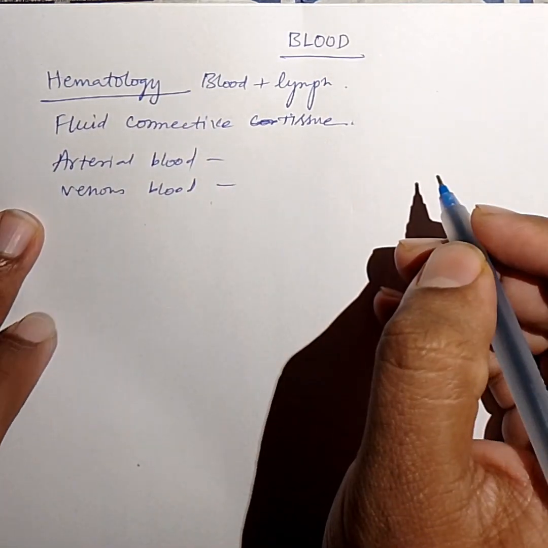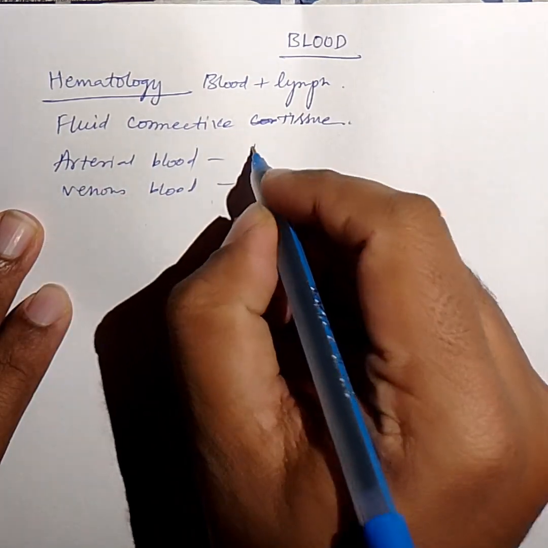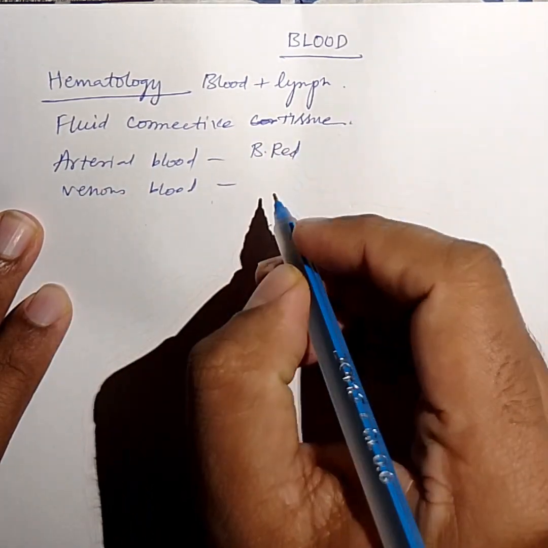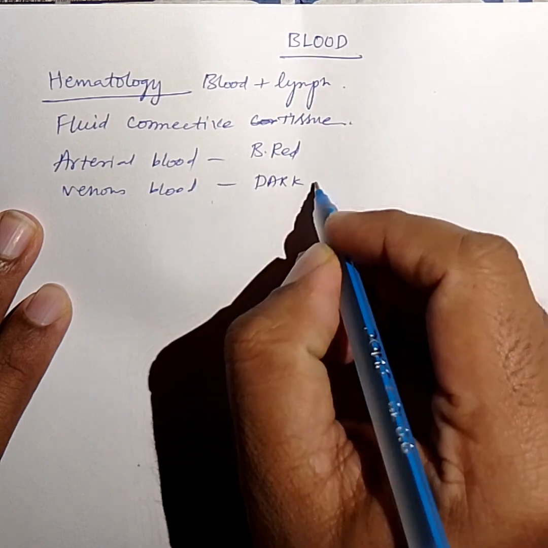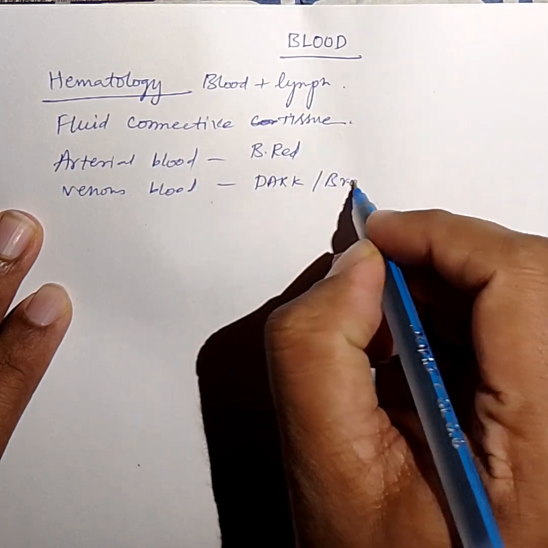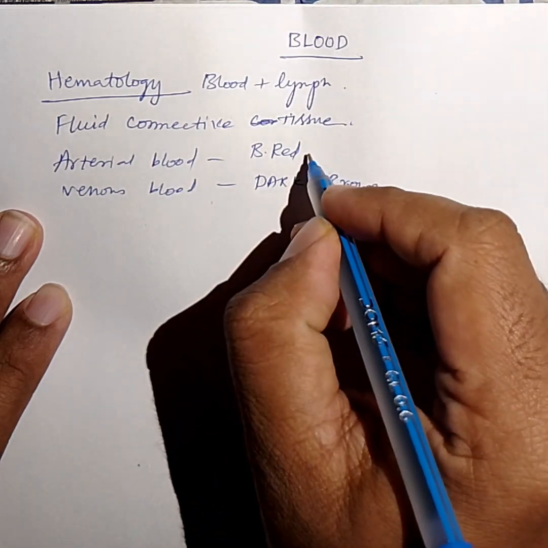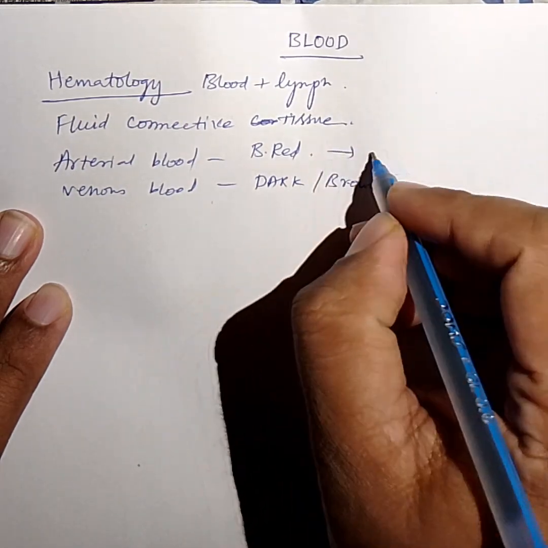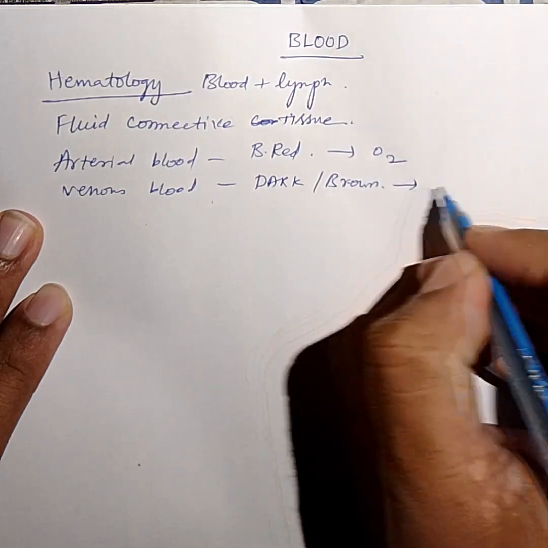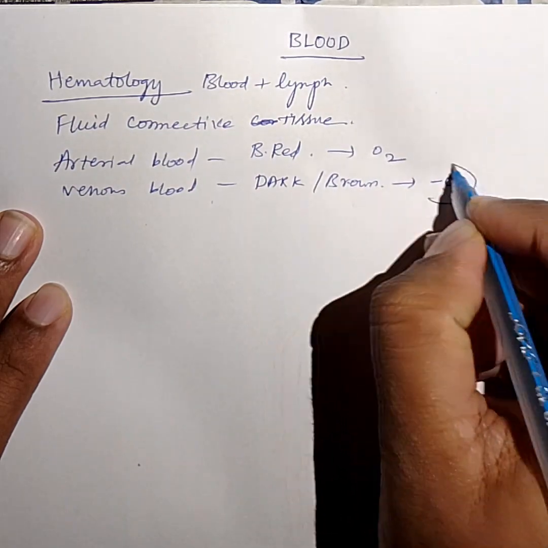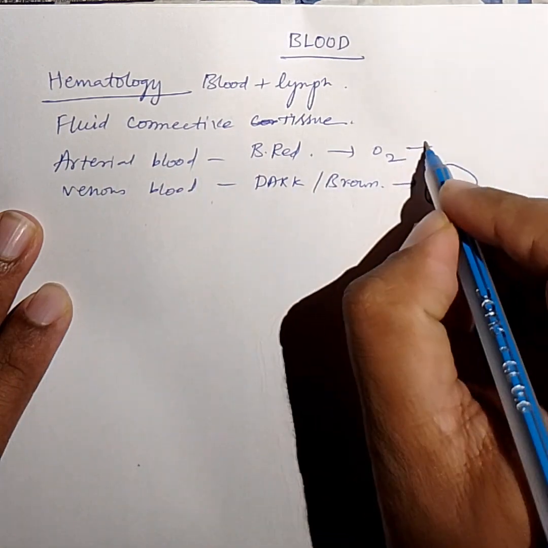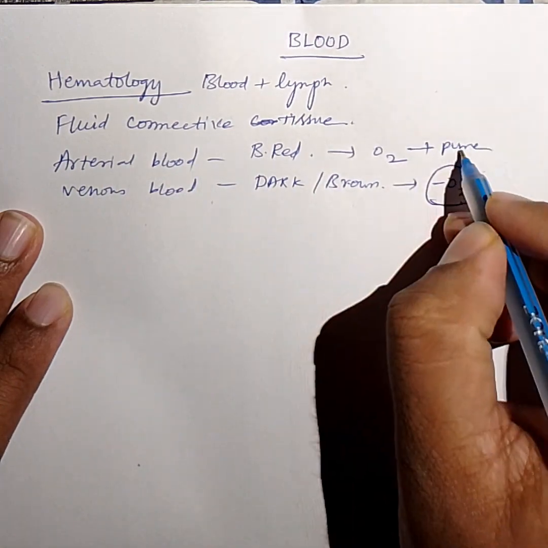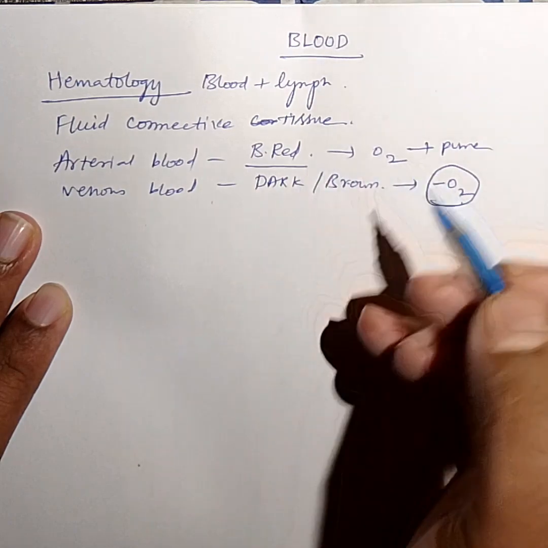Coming to the color of the blood, the arterial blood is bright red in color and the venous blood is dark in color, which is also called brownish red. It is bright red because of the presence of oxygen, and because of the absence of oxygen it is brown in color. Arterial blood carries pure blood, hence it is called oxygenated blood and it is bright red in color.